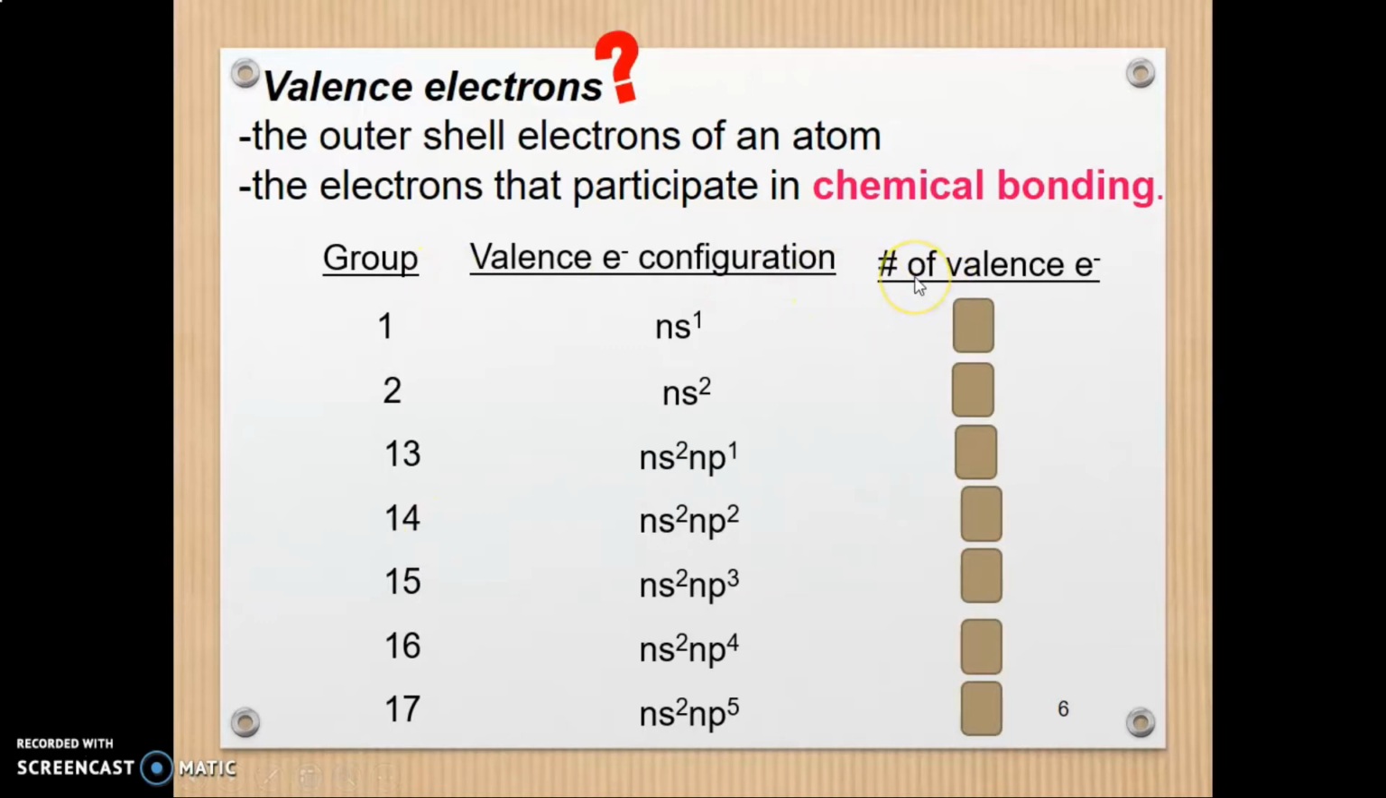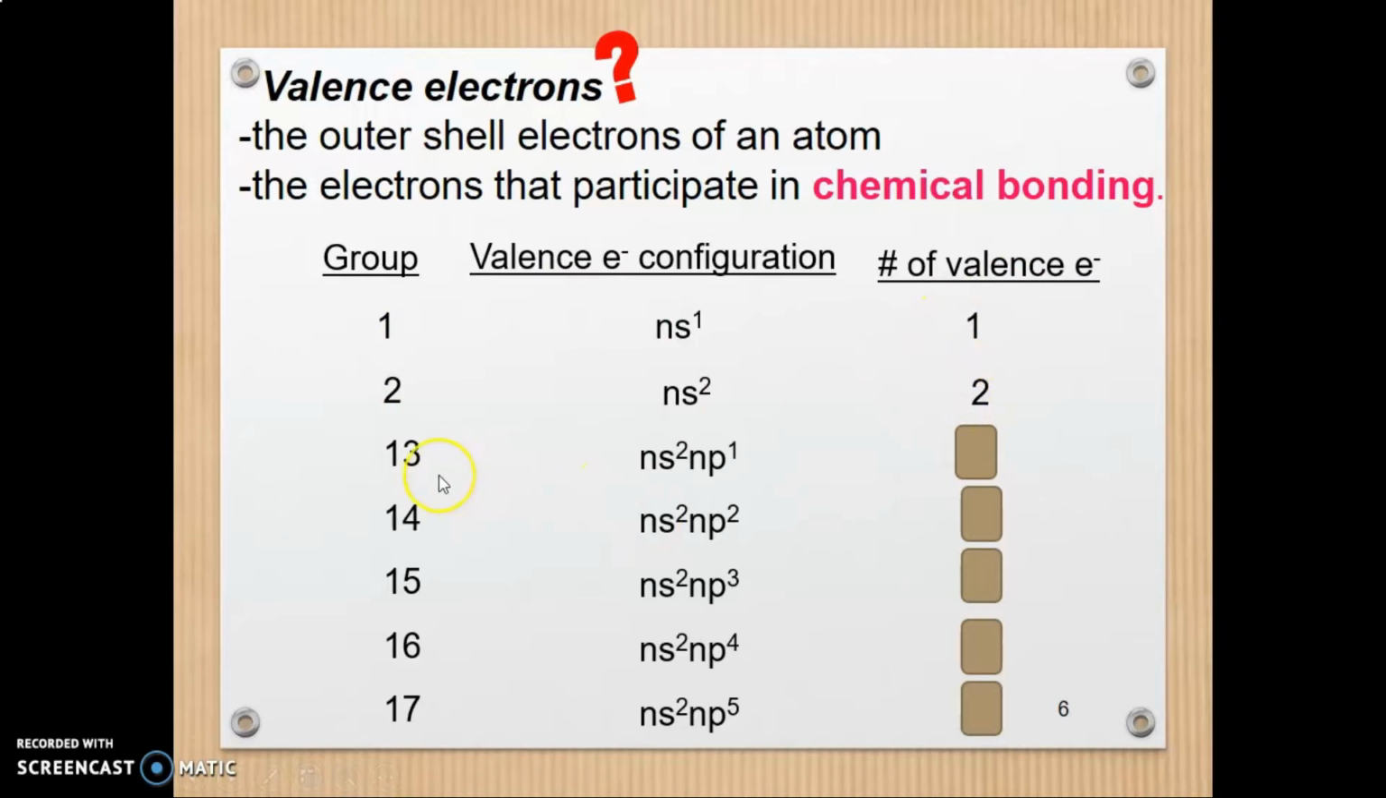We can determine the number of valence electrons from the group. So we have group 1, group 2, 13 until 17. For group 1, the number of valence electrons is 1. For group 2, the number of valence electrons is 2. So the number of valence electrons for group 1 and group 2 is the same.